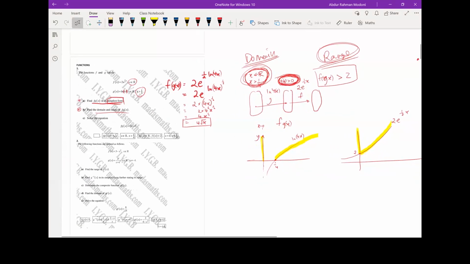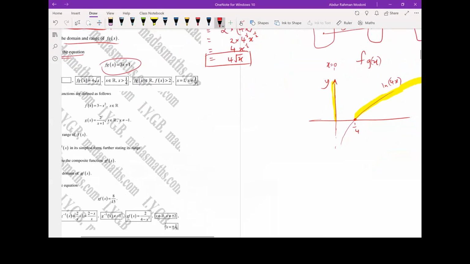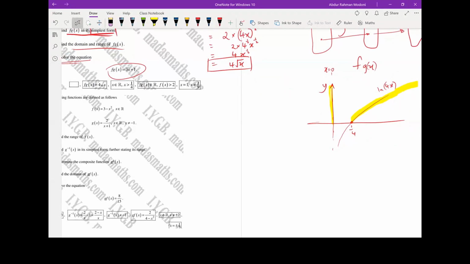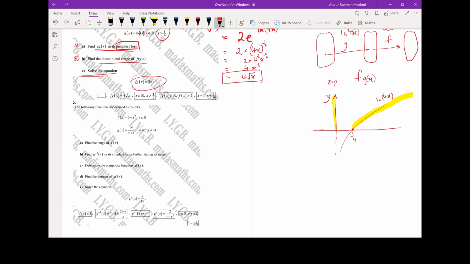Okay, so that was part B of that question. And then it goes on to part C, which is to solve fg of x is equal to 3x plus 1. So that's just a straightforward case, and we can look at this both algebraically as well as graphically. Graphically, what it means is if we had the fg of x function drawn, where would it intercept with the function 3x plus 1?